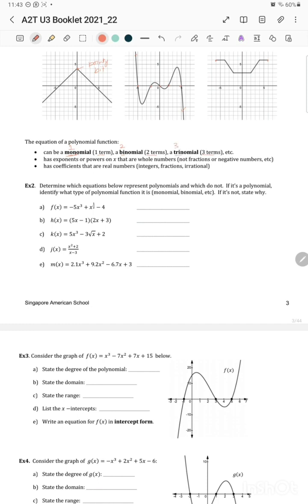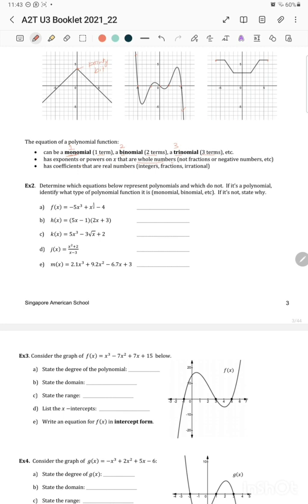It has exponents or powers of x that are whole numbers. Exponents or the powers on the x will always be whole numbers. It cannot be fractions or negative numbers. For example, we cannot have x to the power -2, or we cannot have square root of x in the polynomial. Polynomials always have whole numbers as the power of x. It does not have fractions or negative numbers. It has coefficients that are real numbers, integers, fractions, or irrational numbers.